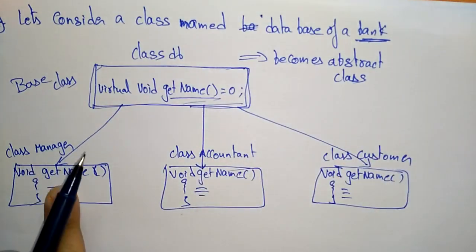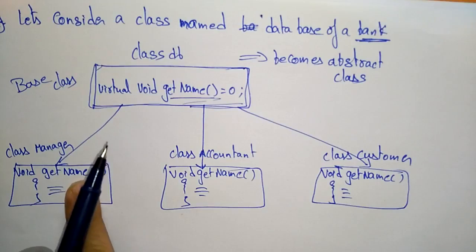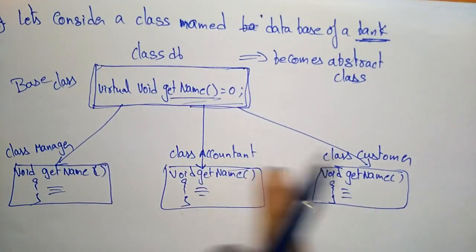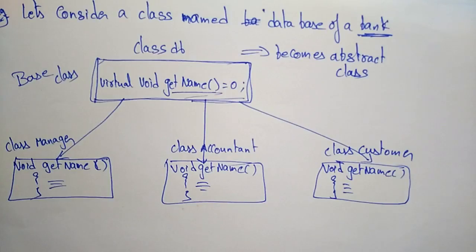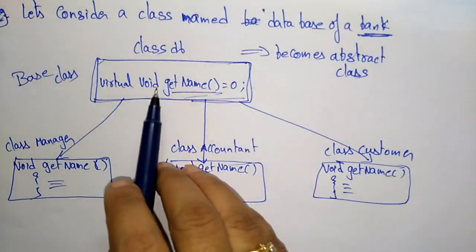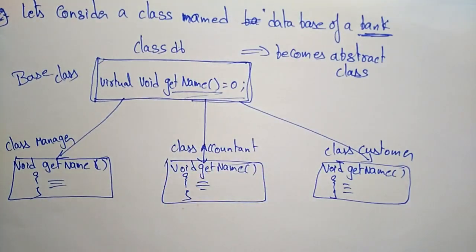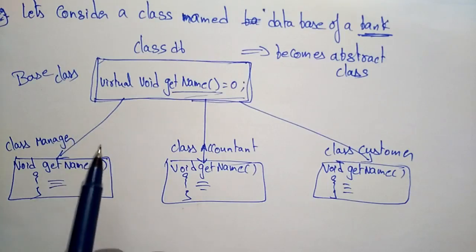Okay, in those particular derived classes, this function will have its own definition according to each derived class. Now we want to keep all common functions in a class database with pure virtual functions. Then why did we make getName pure virtual? Because everyone has a name. That's why we have kept it as pure virtual. Everyone has their name.